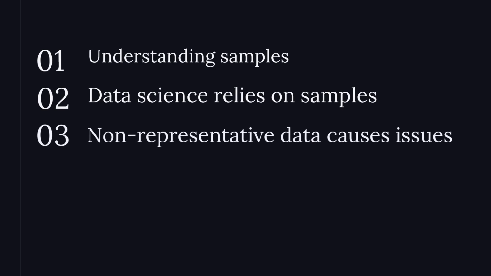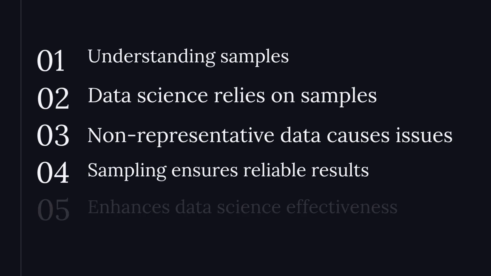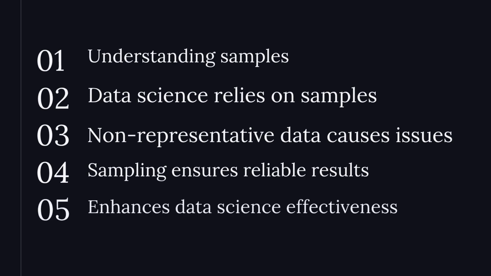Understanding samples and populations is key in data science. Machine learning models rely on sample data for training. A non-representative sample can lead to inaccurate predictions. Sampling methods ensure data analysis results are valid and reliable. Proper sampling enhances the effectiveness of data science applications.